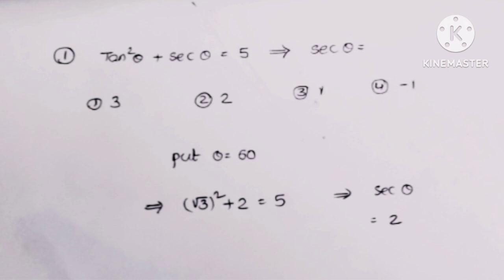Okay, so the first problem. The question is tan square theta plus secant theta is equal to 5. Then what's the value of the secant theta?